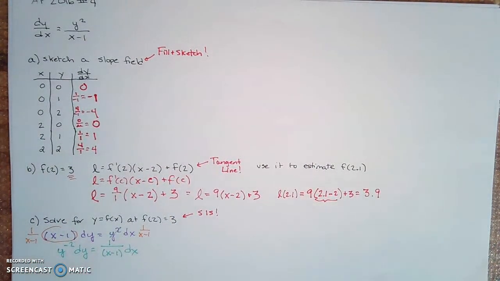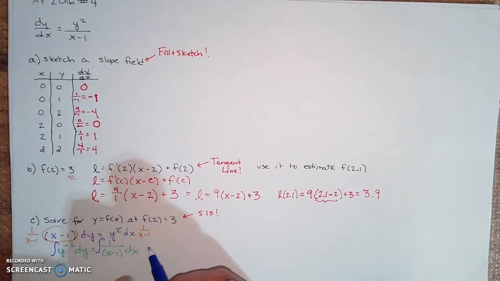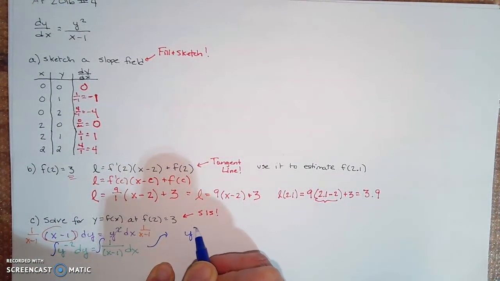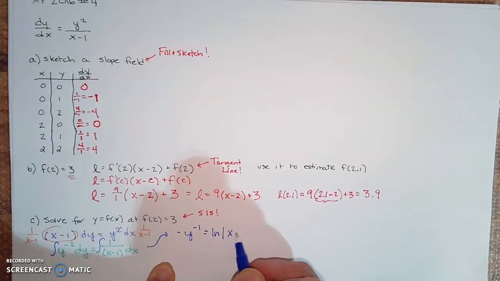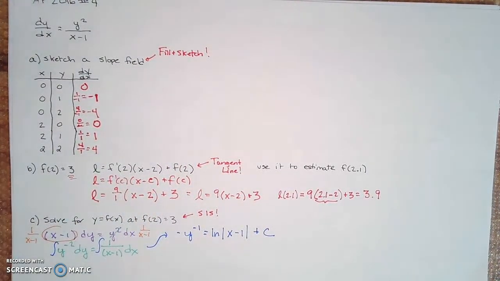Okay, this problem is now ready to integrate. I can now integrate both sides. I will solve that over here. So y goes up a degree, y to the negative 1. That number goes out front, equals the integral of 1 over something is ln of the absolute value of that something, plus c.